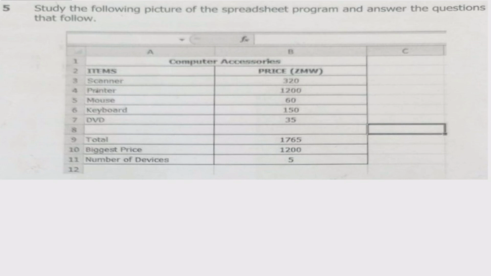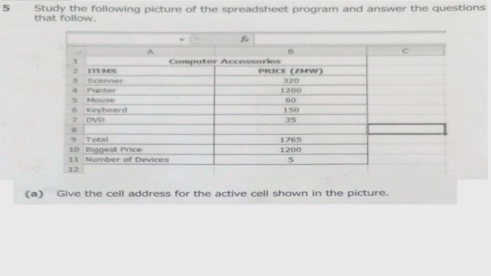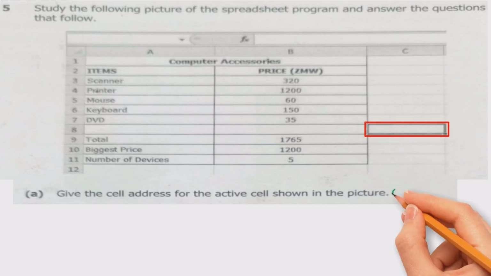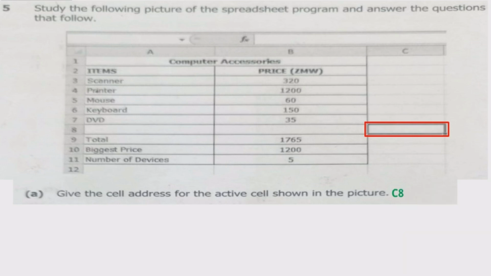Okay, so question 5A is as follows. Give the cell address for the active cell shown in the picture. The active cell is the one I've put in the red rectangle there. That is the active cell. So what is it called? That cell is called C8.